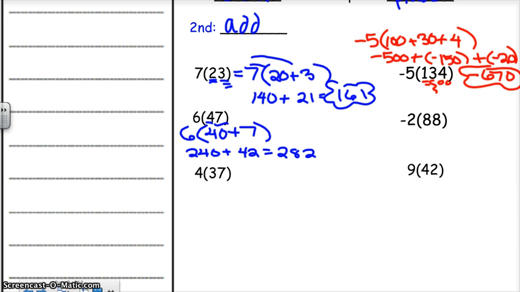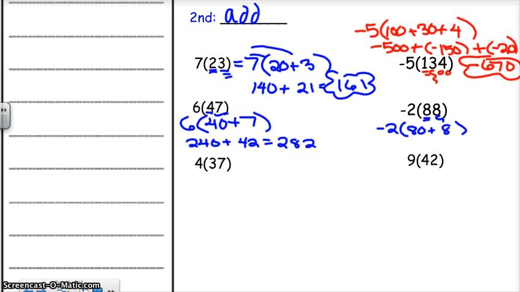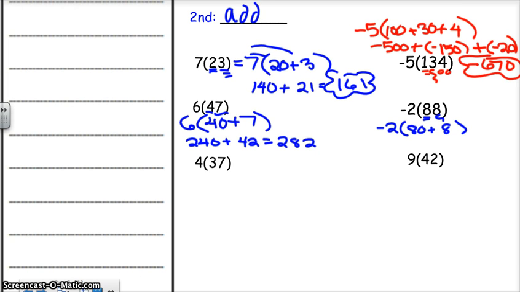Next one, expanding it out, this turns into negative 2 times, I have an 80, and I have an 8. Negative 2 times 80 is a negative 160, plus negative 2 times 8 is negative 16. They're both negative, so I just add them up. That would be negative 176, and make it negative.